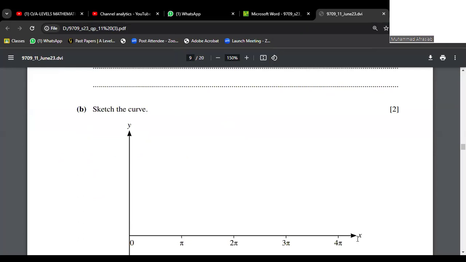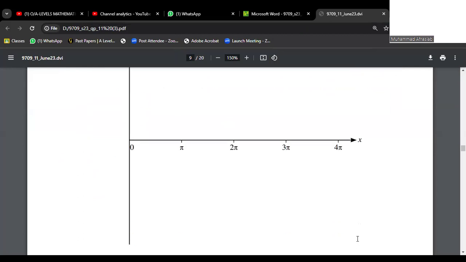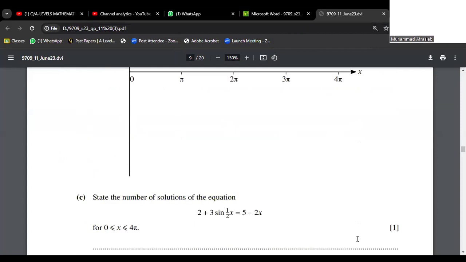Second part, draw the sketch of this curve from 0 to 4 pi. And third, state the number of solutions of the equation 2 plus 3 sine of half x is equal to 5 minus 2x in the range of 0 till 4 pi.